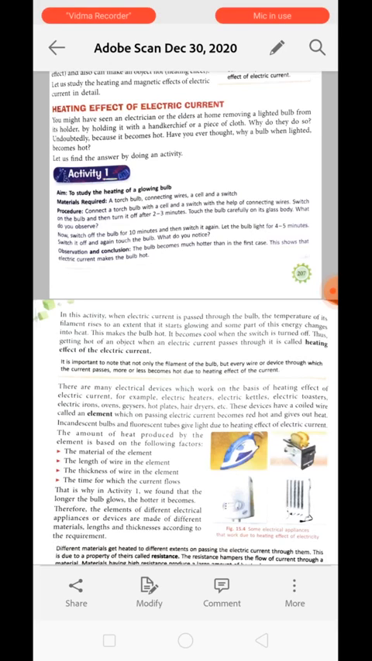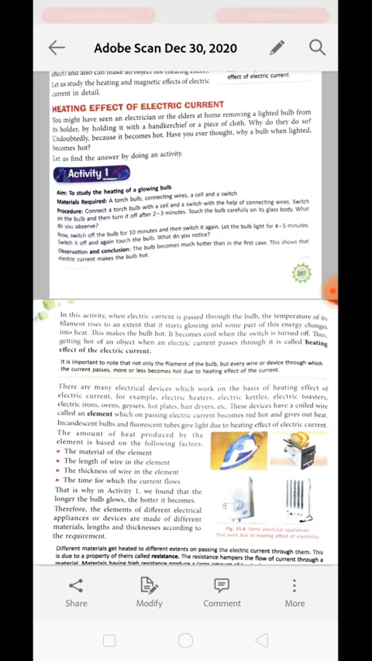Connect the torch bulb with the cell and switch with the help of connecting wire. When connected, just switch it on, and then turn it off after 2 to 3 minutes. Touch the bulb carefully on its glass body.